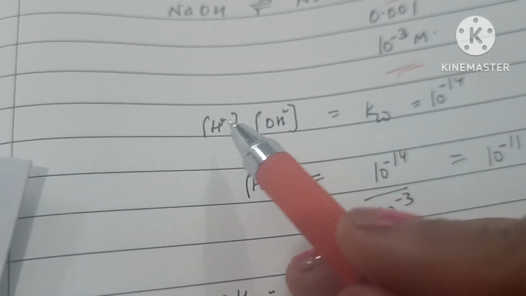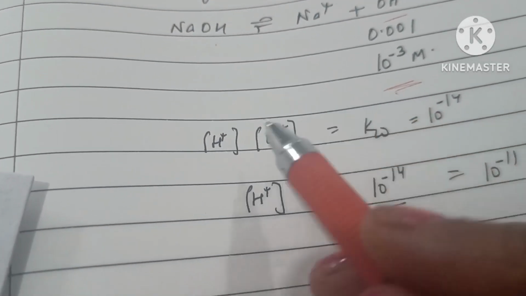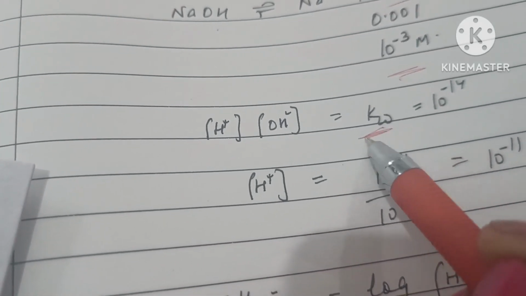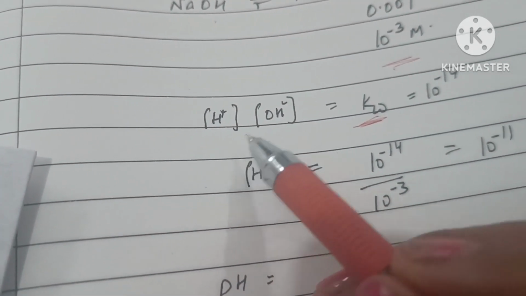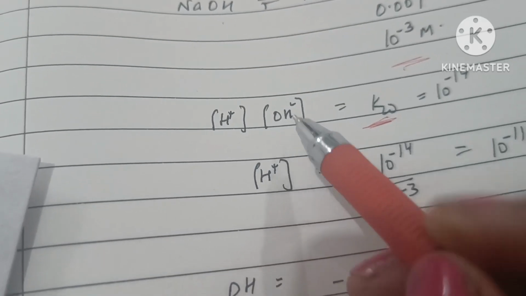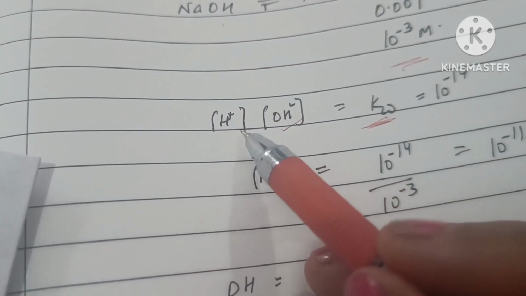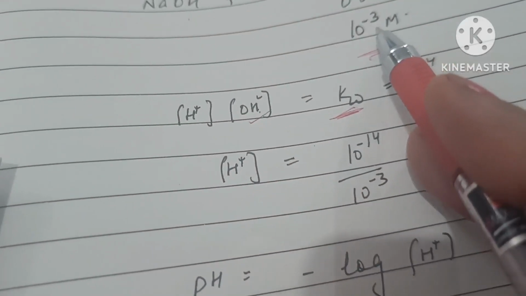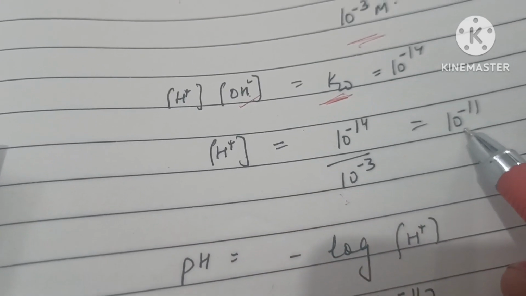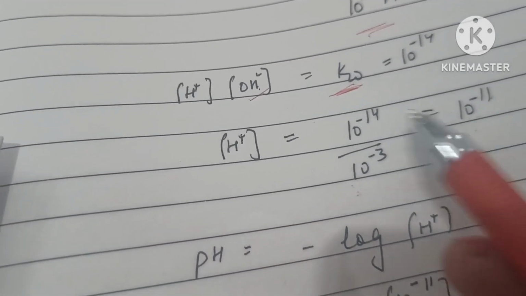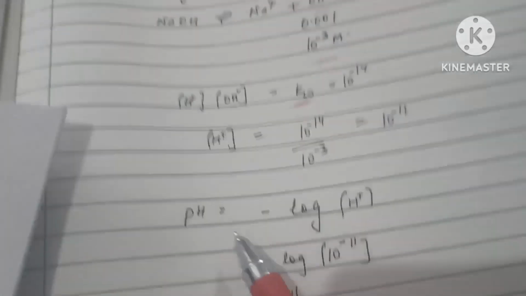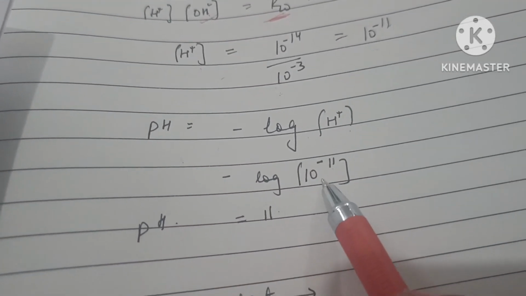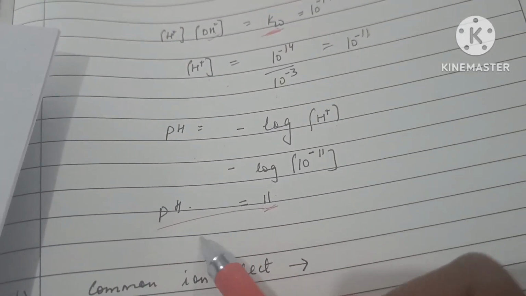And to find out the concentration of H plus ions, we use the ionic product of water, which is the product of the concentration of hydrogen ions and hydroxide ions. This we know. So concentration of H plus ion will be 10 raised to power minus 14 upon 10 raised to power minus 3. So this comes out to be 10 raised to power minus 11. Now we have the concentration of hydrogen ions. pH is negative log of hydrogen ion concentration, so negative log of 10 raised to power minus 11 comes out to be 11. So pH is 11.